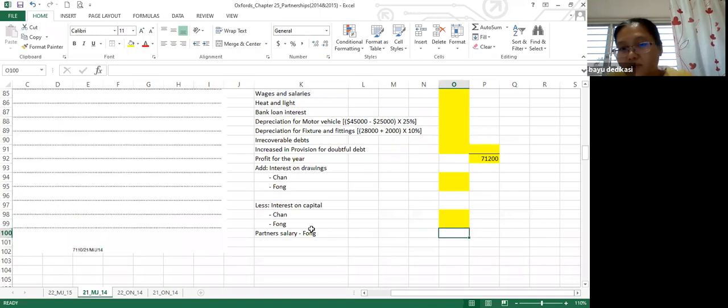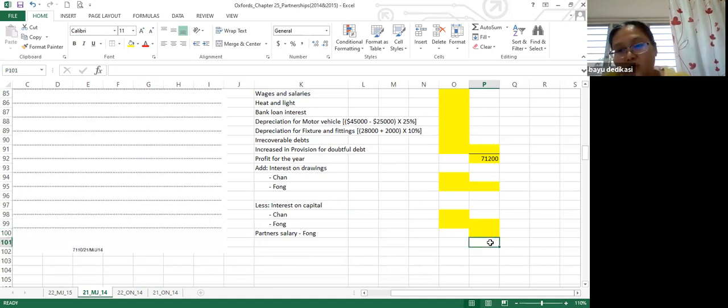So the amount, because Fong is only one person, put it straight into here. Don't put into this and then put into here again, because there is only one person. If you have more than one person, then you calculate the subtotal. If you have one person, you don't need to. Put it straight into the last column.